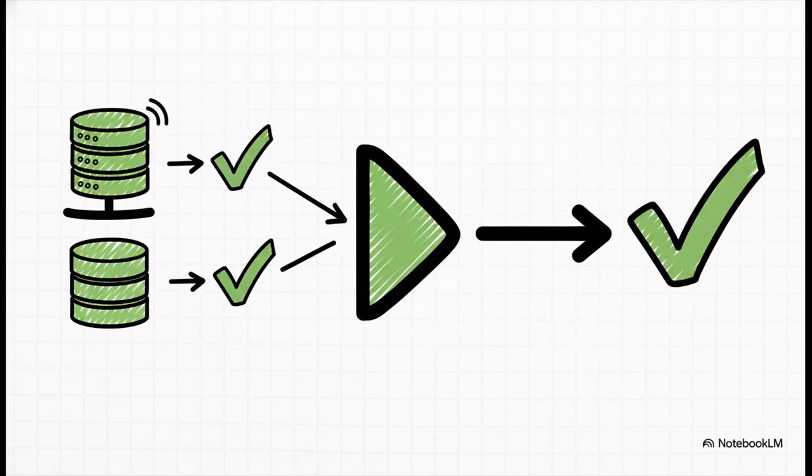Now, calculated health checks. This is where things get really clever. Imagine your application is only truly healthy if both the web server and the database are okay. A calculated check lets you do just that. You can combine other health checks using logic like AND or OR, so you can create one single master health signal that represents the health of your entire application stack.